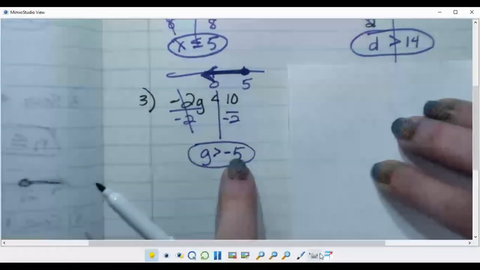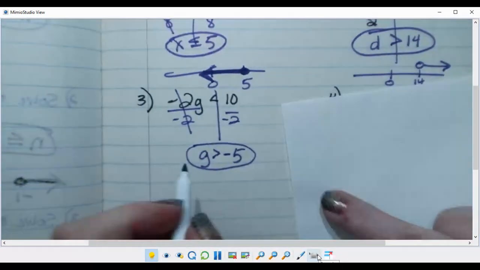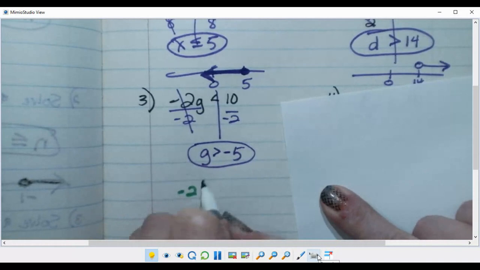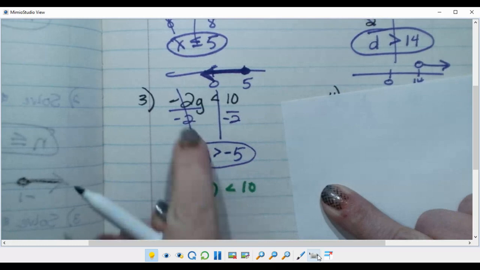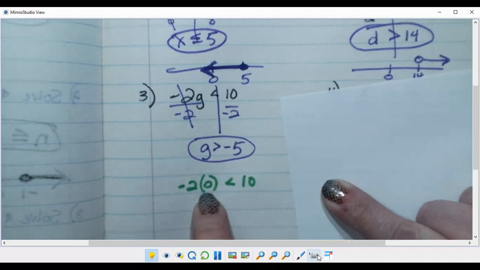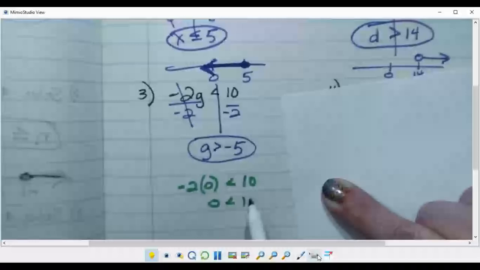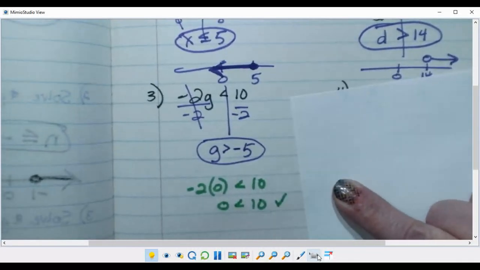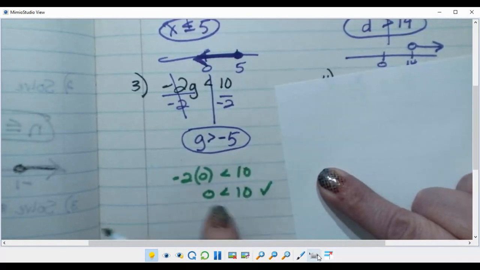Let's check that. Give me a number that's greater than negative 5. Personally, I'd go with something easy like 0. 0 is greater than negative 5, and you better believe it's going to be easy to work with. Let's test that. Remember to check, I go back to the original problem, and I put in what I think my answer is. I think my answer could be 0. Is negative 2 times 0 less than 10? Yes, it is. So anything that is larger than negative 5 will make this work.